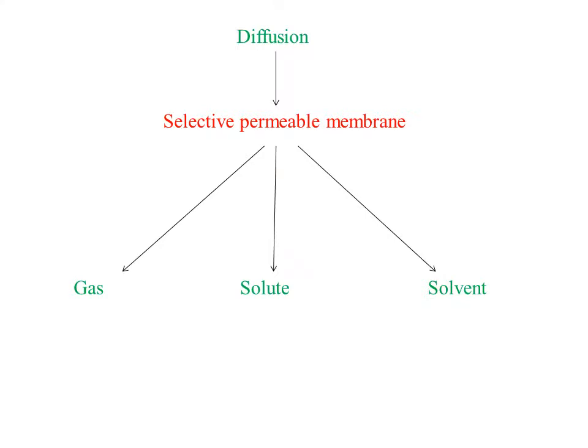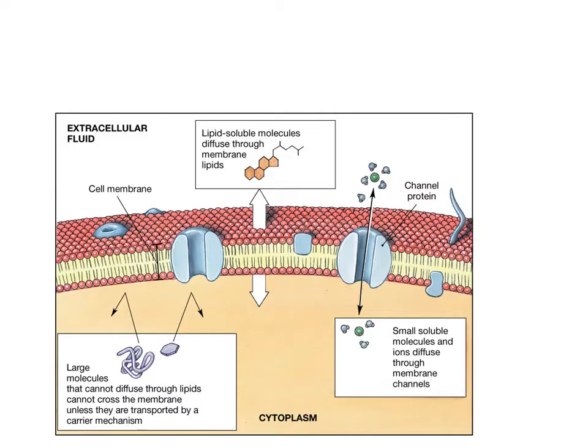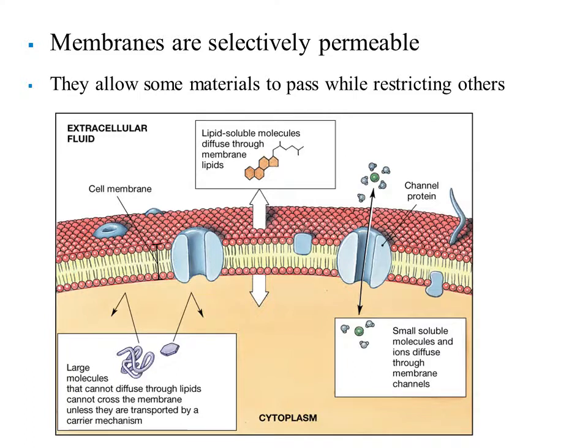So we are going to further discuss how molecules move through the semipermeable membrane. The molecules we will discuss are gases, solutes, and solvents. These things will move from an area of higher concentration to an area of lower concentration. Membranes are selectively permeable. This means the membrane can allow molecules to come through, or it can restrict molecules from coming through.